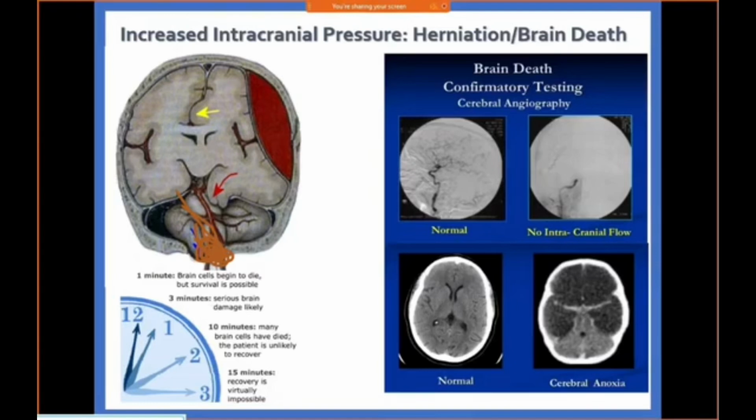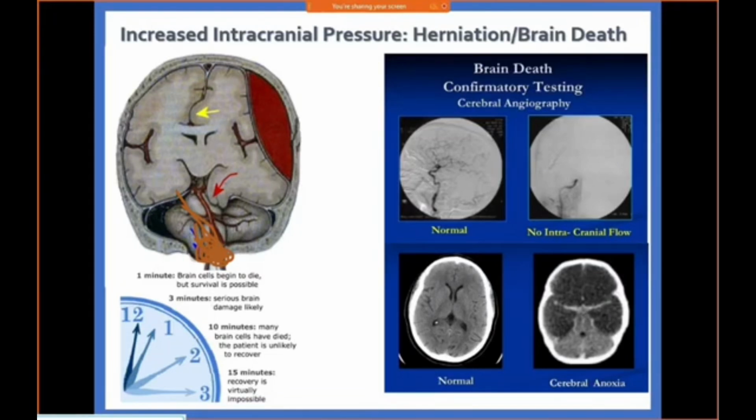If the brain cells die after 15 minutes of no oxygen, just like your heart will die and stop pumping, your brain will stop managing bodily functions. And so that is considered brain death, full herniation to the point where there is no blood flow to the brain. And I don't mean a little dribble, I mean none.